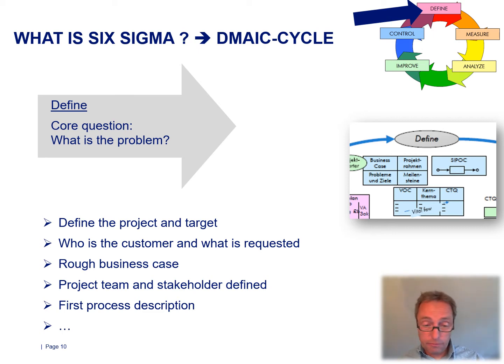We have to make a rough business case. We have to find a project team and, of course, the stakeholders. And we have to make maybe a first process description. This is what belongs to the define phase.